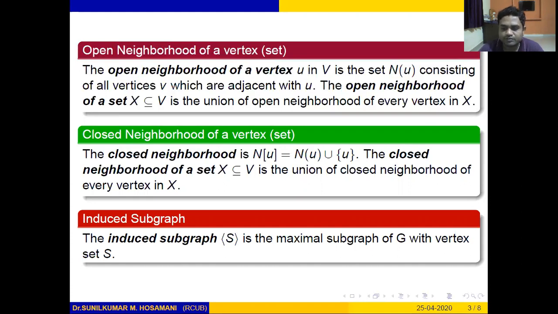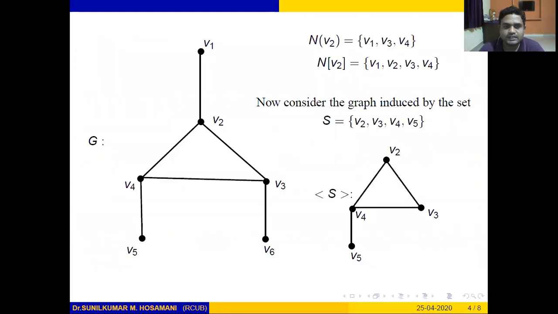Let us illustrate all these definitions by taking an example. Let us consider a graph G. In this graph, there are 6 vertices v1, v2, v3, v4, v5, and v6. According to the definition of open neighborhood, the open neighborhood of v1 is the set of vertices to which v1 is adjacent. Here v1 is adjacent to v2, therefore the open neighborhood of v1 is the singleton set {v2}. Next, v2 is adjacent to v1, v4 and v3. Therefore, the open neighborhood of v2 is {v1, v3, v4}. Similarly, we can write the open neighborhood of every vertex of this graph.